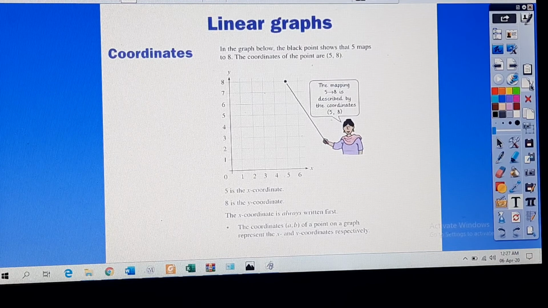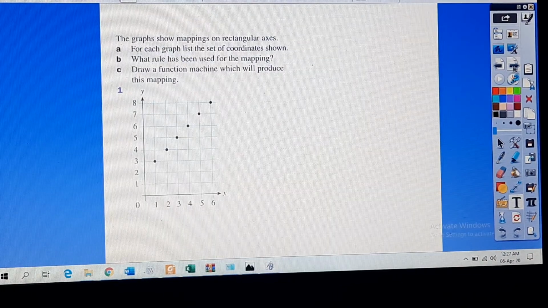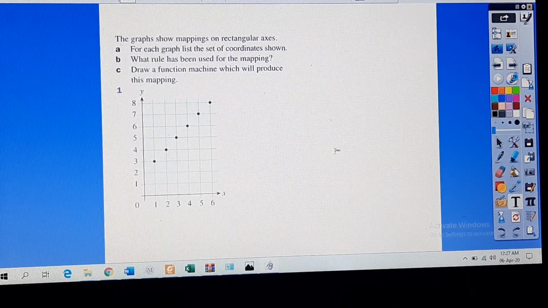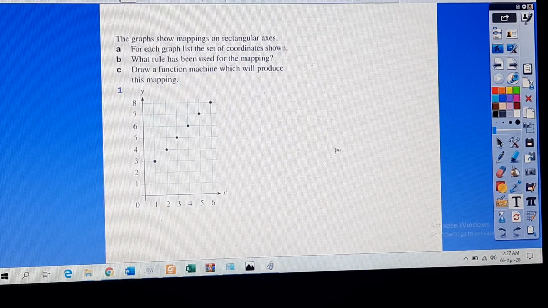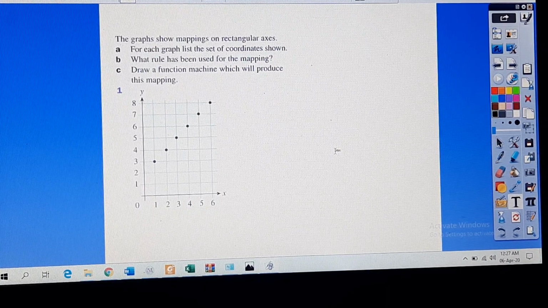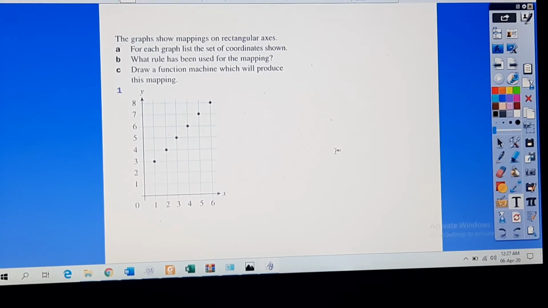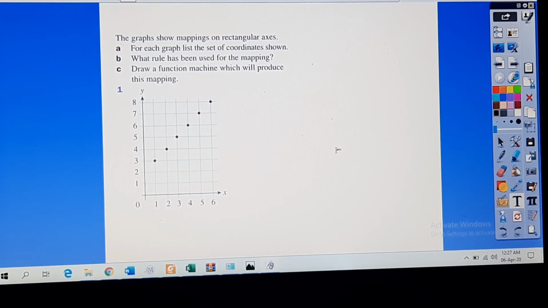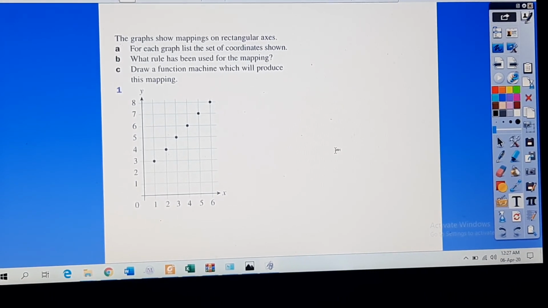So we can pass to drawing the lines. Let's have a look at this example. The graph shows a mapping on a rectangular axis. For each graph, list the set of coordinates shown. What rule has been used for the mapping? Draw a function machine which will produce this mapping.